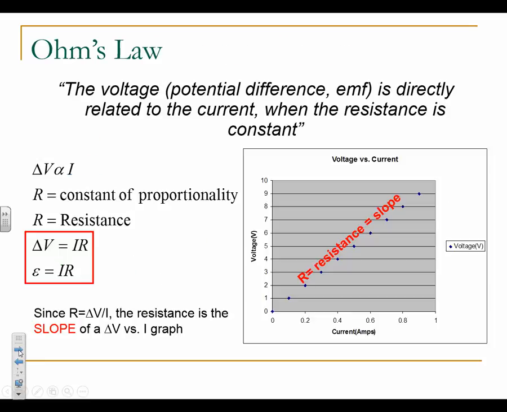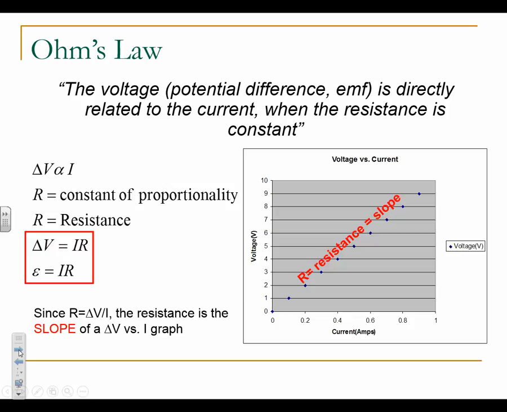We talked about Ohm's law last year in your physics classes. The voltage, or the potential difference, is directly related to the current when the resistance is constant. So you can say that voltage is directly proportional to your current. If you're going to say that, though, your R has to stay constant, and your R value is your resistance value. Now, the formula on the formula chart is V equals IR, or that lowercase epsilon equals IR.